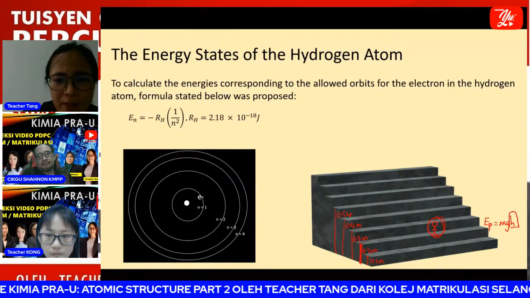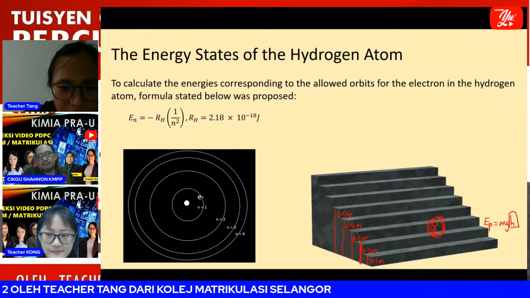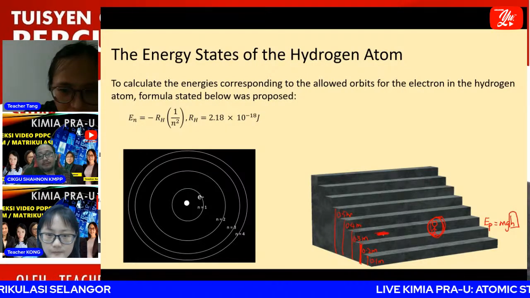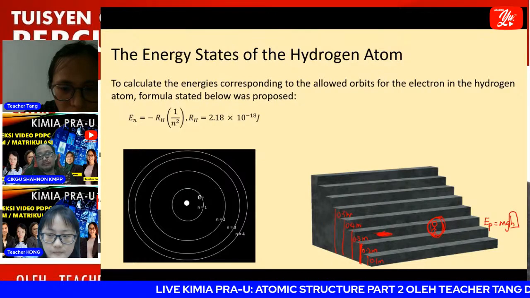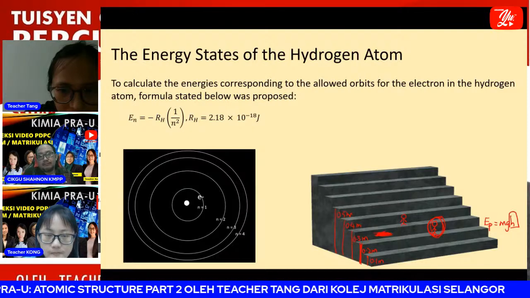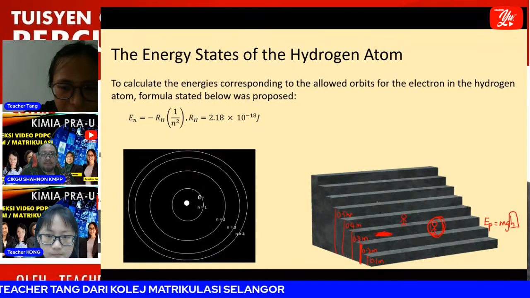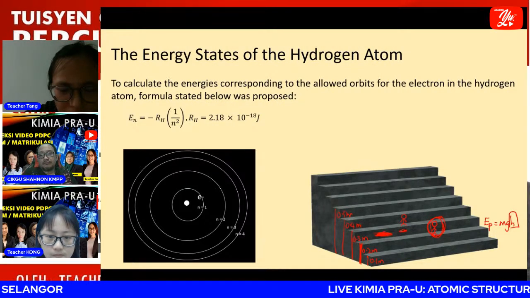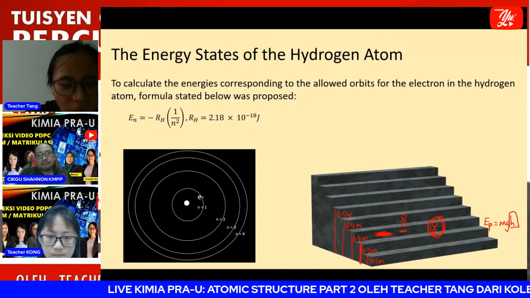When I walk up the staircase, it is not possible for me to stand in between 0.3 and 0.2. I can only be on the third step, or the second step, or the first step, fourth step, or fifth step. I cannot stand in between, like for example, 0.32 meter or 0.25 meter from the ground. Not possible.